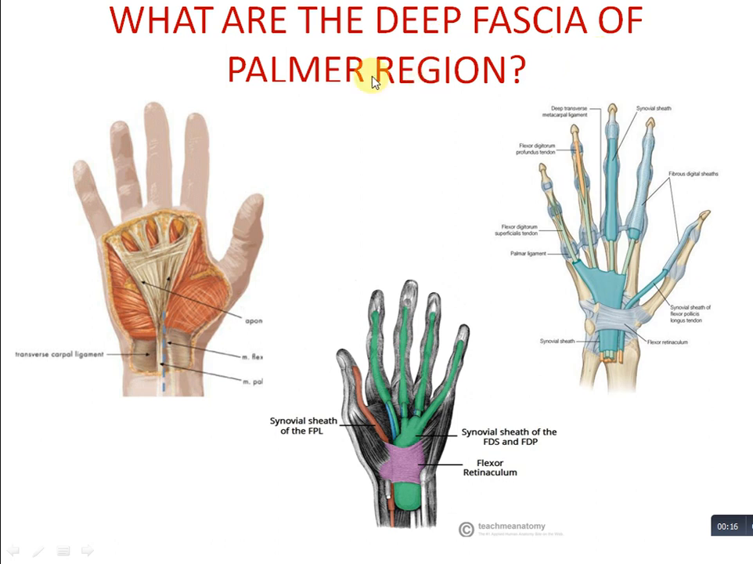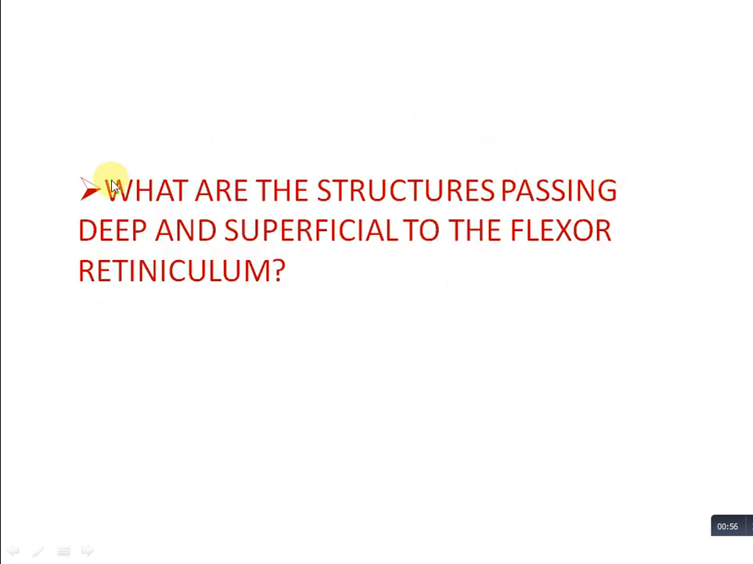What are the deep fascia of the palmar region? Whenever this question is asked to you in VIVA, then you should define three deep fascia. First of all, obviously the main fascia, that is the palmar aponeurosis, and then you have to tell about the deep fascia of the wrist, that is this one, the violet color structure, the flexor retinaculum, and then you have to tell about the deep fascia of the fingers. In the fingers, you can see there are certain fibrous flexor sheaths, which are called the deep fascia of the fingers, right?